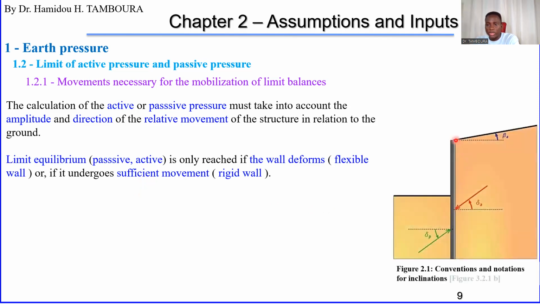So if we take a wall, for example, like this, let's consider that this is a wall. If this soil behind the wall is not moving, and here also there is no movement, generally the movement starts from here. If there is no movement, this means the wall here is not working.